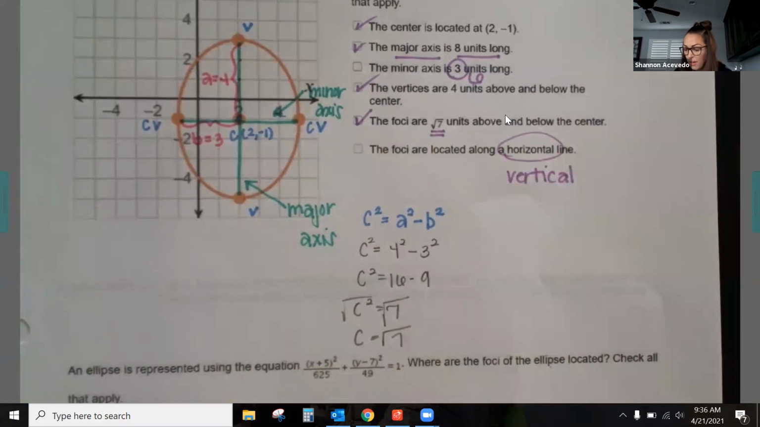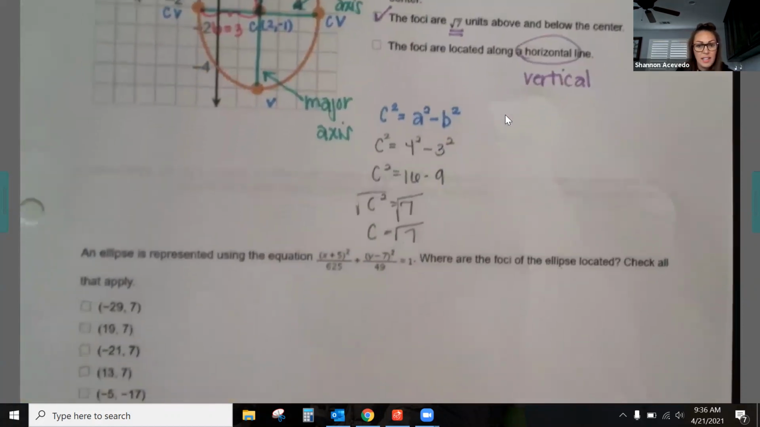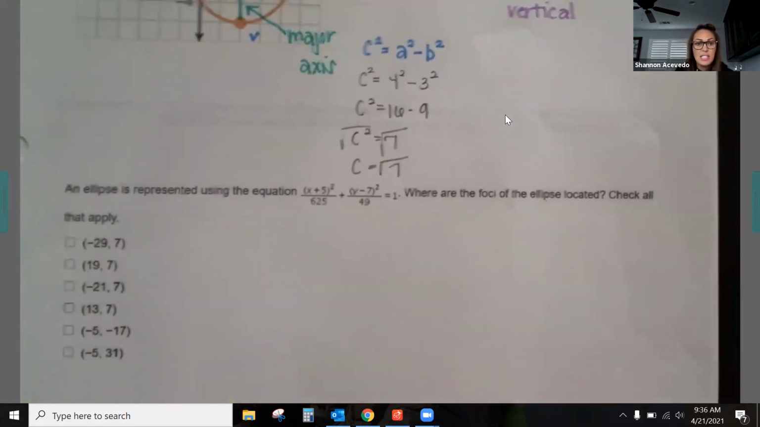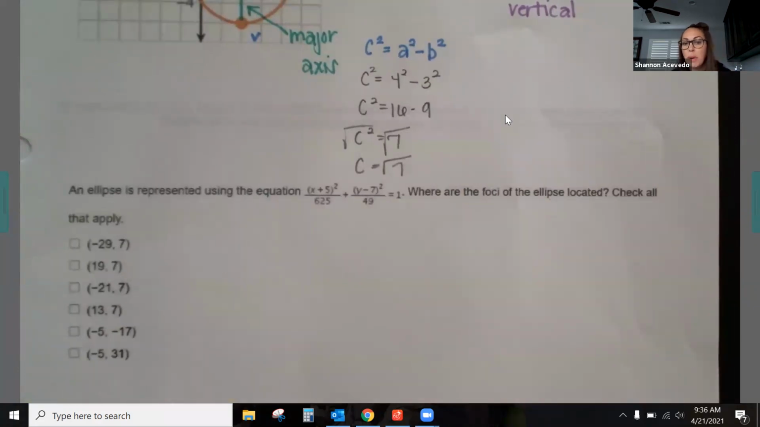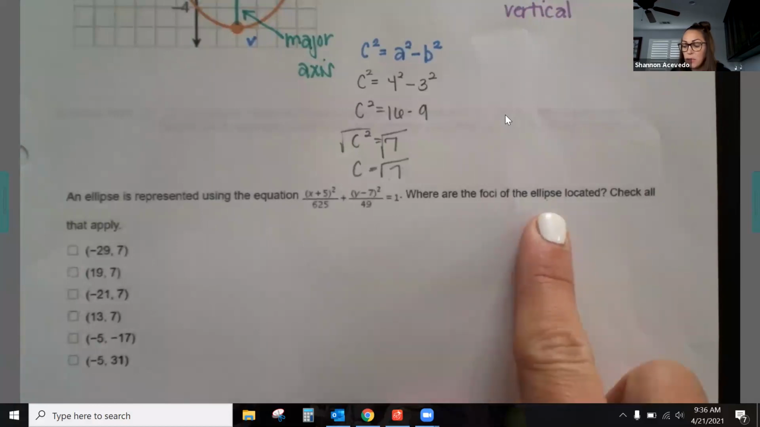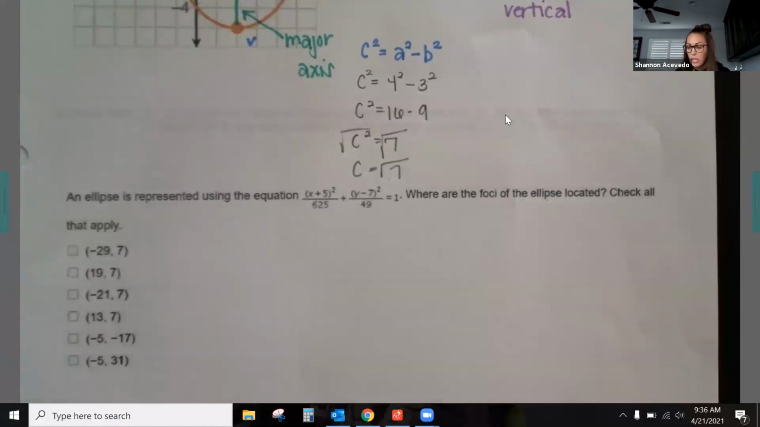All righty, my next one. This one says, an ellipse is represented by my equation here. Where are the foci of the ellipse located? Okay, so that's what we need to figure out, where the foci are located. And again, I like to always sketch a little graph. So here's what I know.